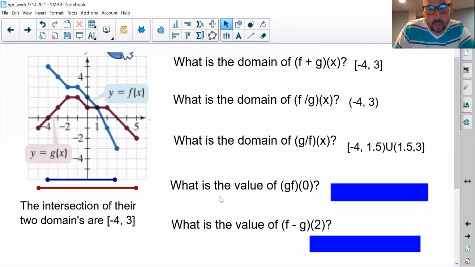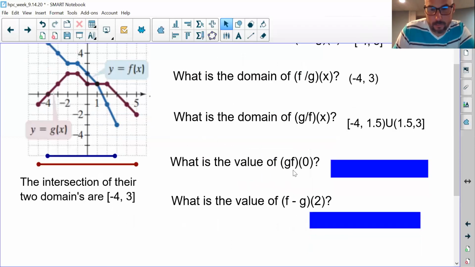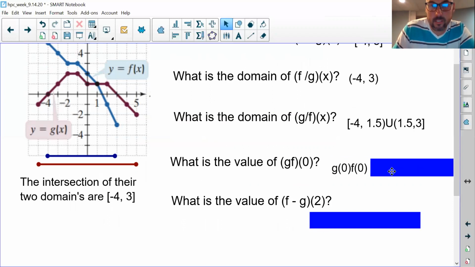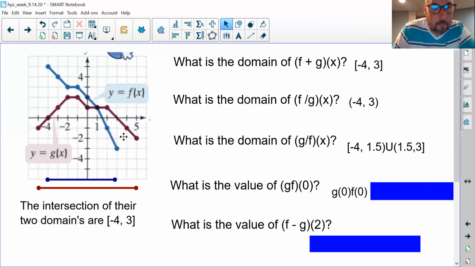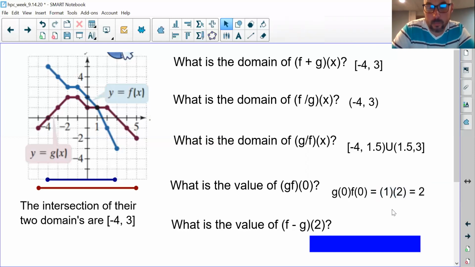What is 2 more, and then we're done? G times f of 0. Well, that's the same thing as g of 0 times f of 0. Looking at my graph, g is the red one. So g of 0 is 1. F of 0 is 2. So this is the same thing as 1 times 2, and 1 times 2 is 2.